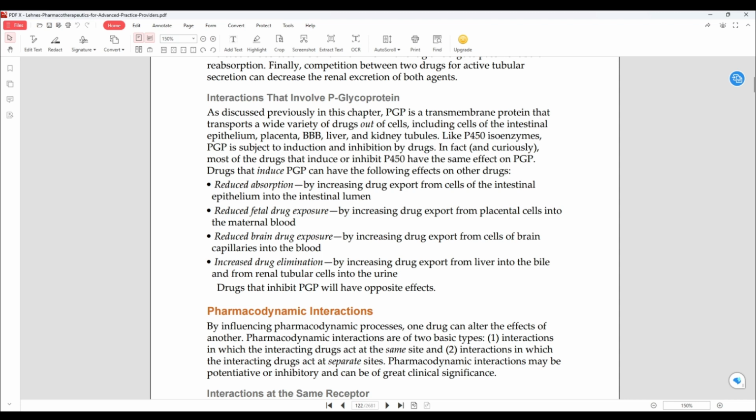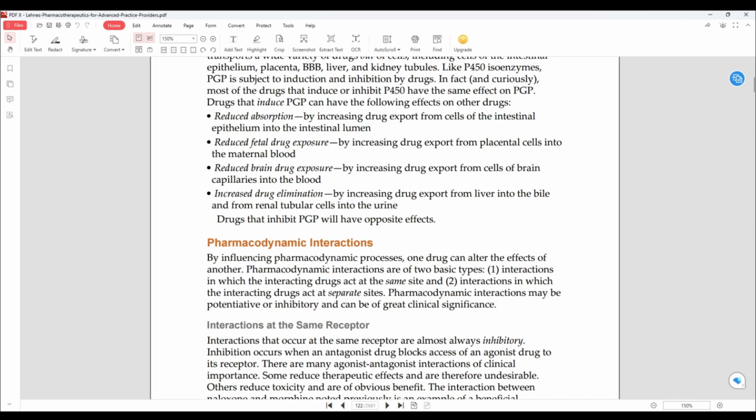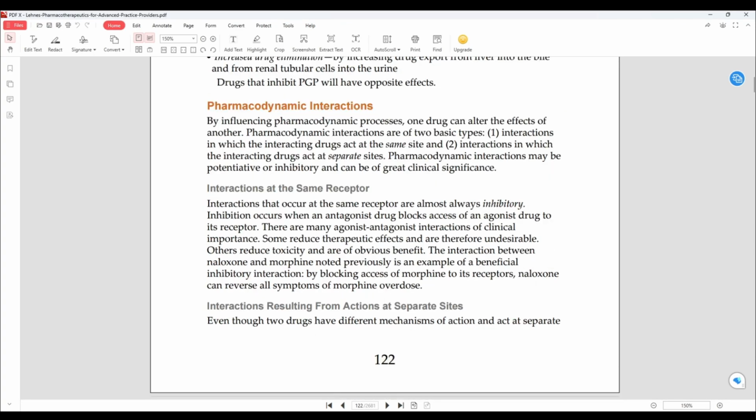Drugs that induce PGP can have the following effects on other drugs: reduced absorption by increasing drug export from the cells of the intestinal epithelium into the intestinal lumen, reduced fetal drug exposure by increasing drug export from placental cells into the maternal blood, reduced brain drug exposure by increasing drug export from the cells of brain capillaries into the blood, and increased drug elimination by increasing drug export from the liver into the bile and from renal tubular cells into the urine. Drugs that inhibit PGP will have an opposite effect.